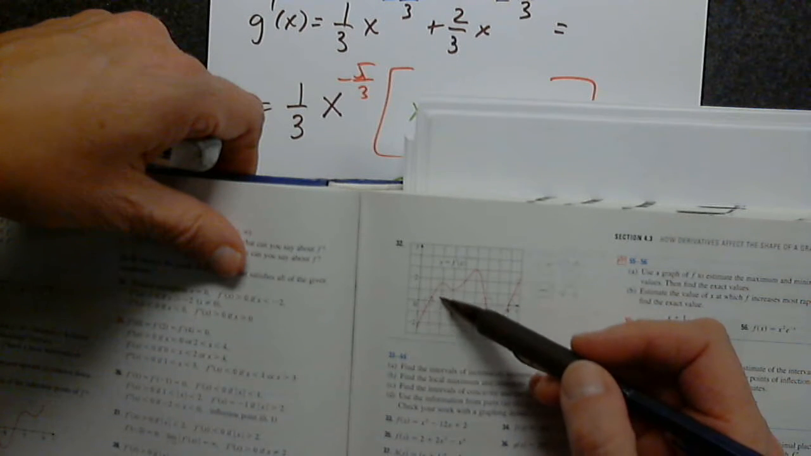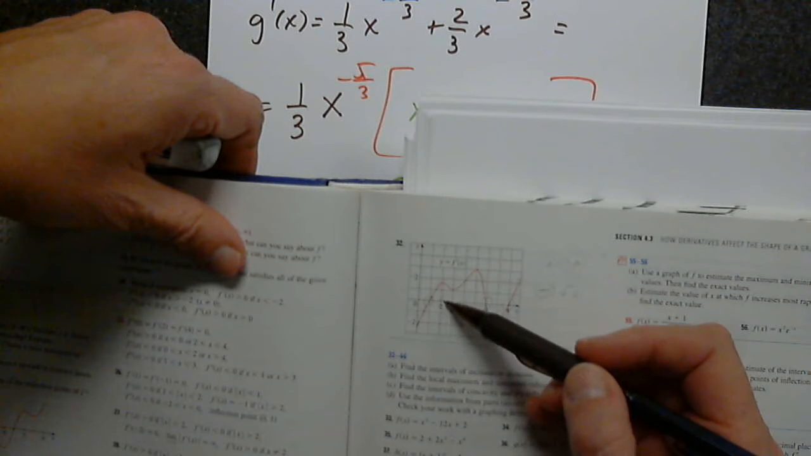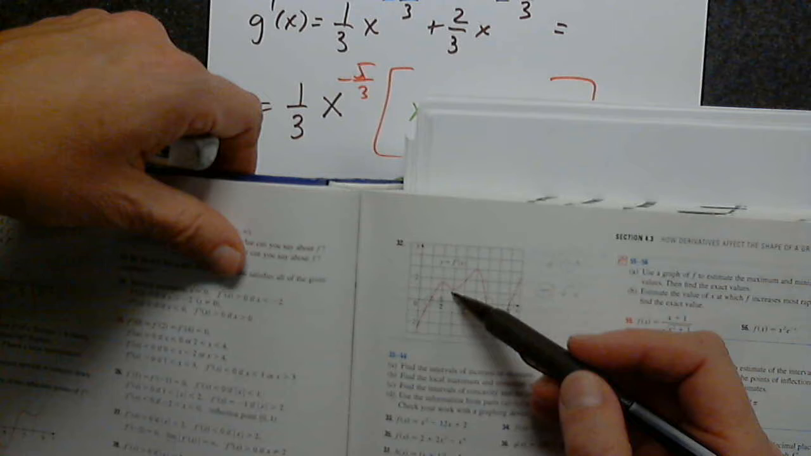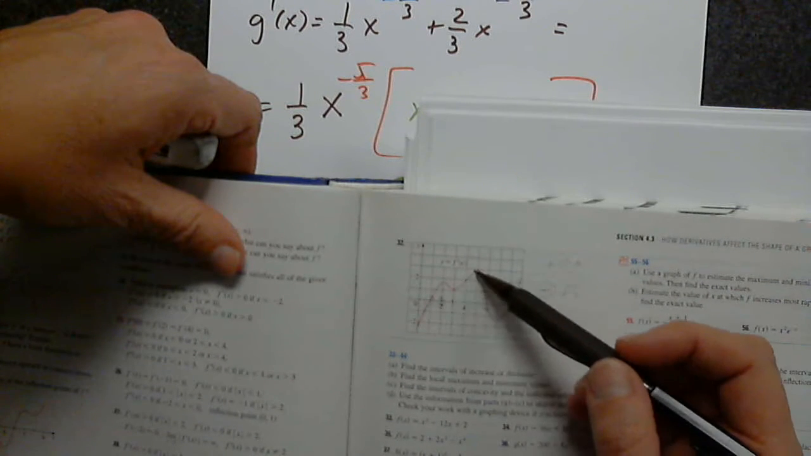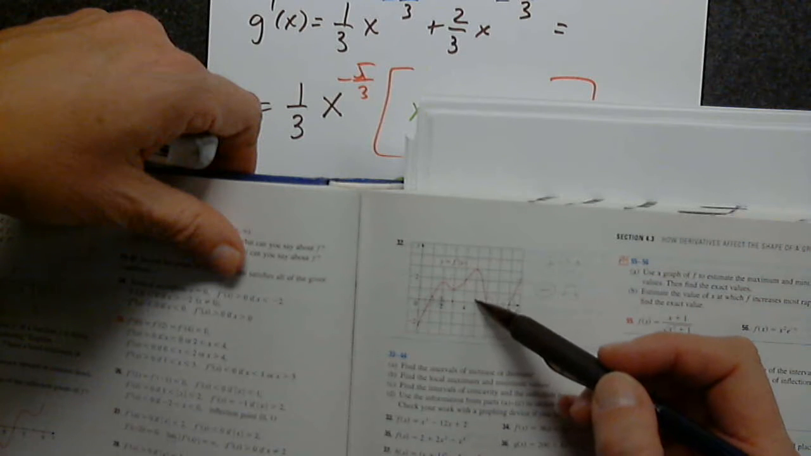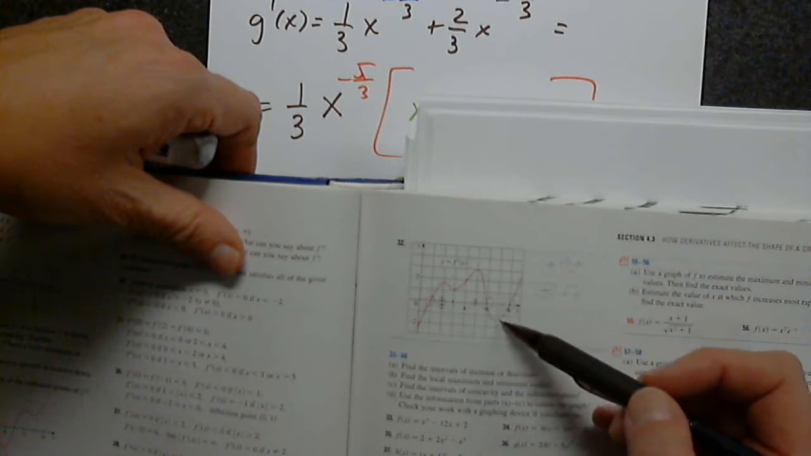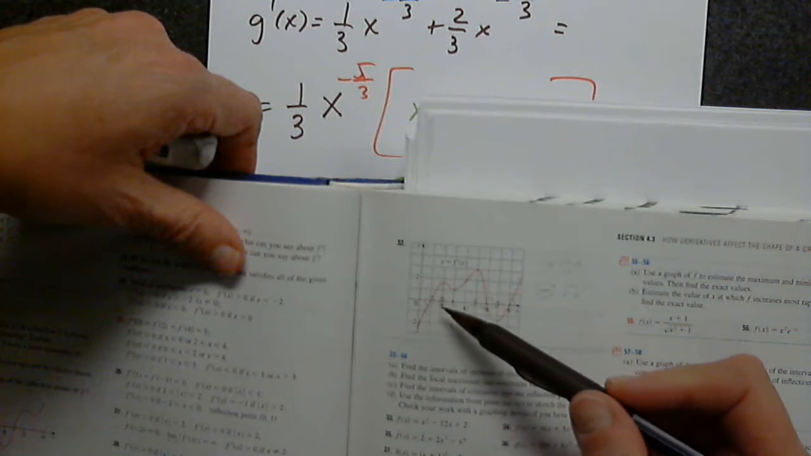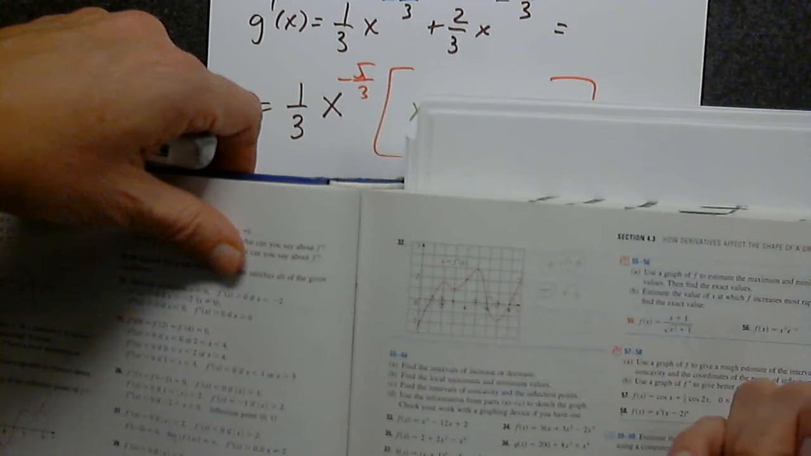State the x coordinates of the points of inflection. So from increasing to decreasing, this one will be an inflection point. From decreasing to increasing, this one will be an inflection point. From increasing to decreasing, this one will be an inflection point. And then from decreasing to increasing, this will be an inflection point. So 1, 2, 3, 4 inflection points.